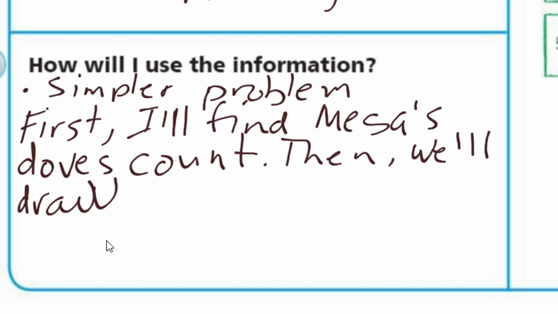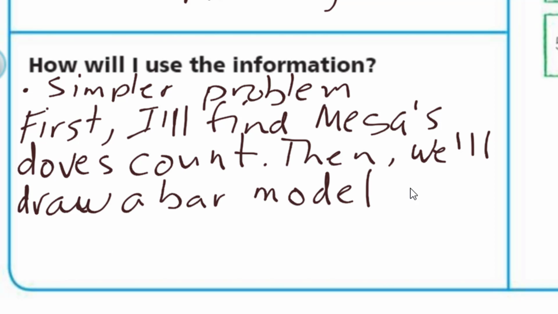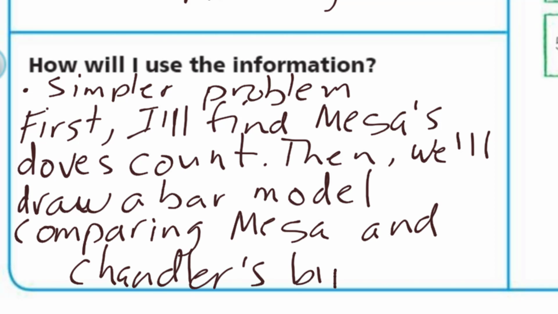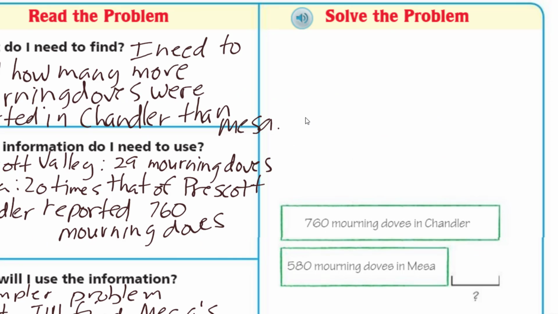All right, so then we'll draw a bar model comparing Mesa and Chandler's bird count. I put dove count, bird count. Okay, make it fit in there. Let's head back up to the top. So let's solve the problem. I don't know if this is my work area or if I'm supposed to write something here.